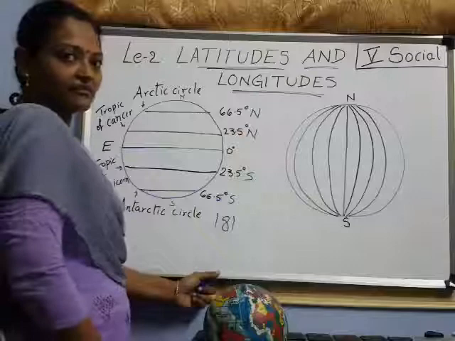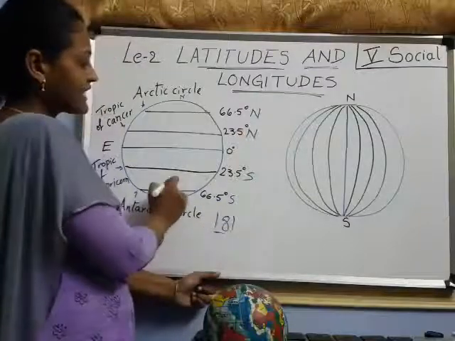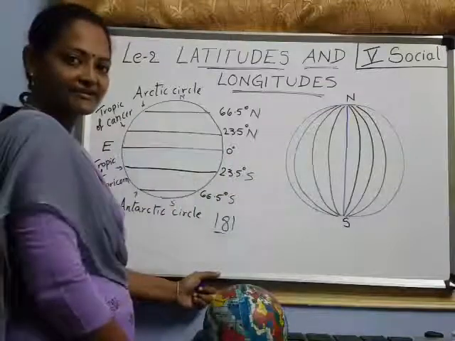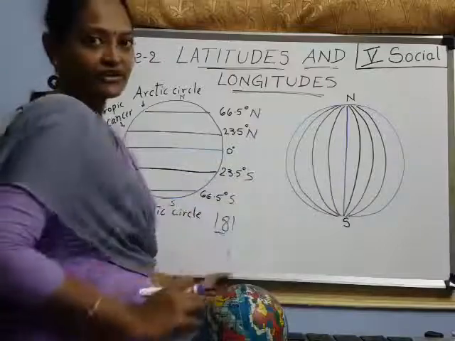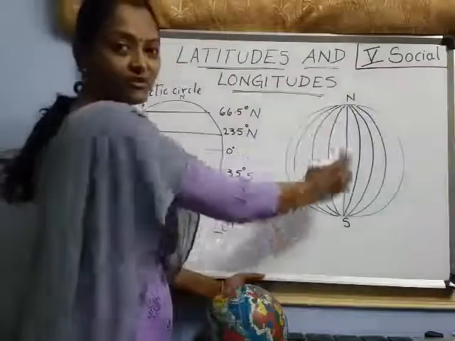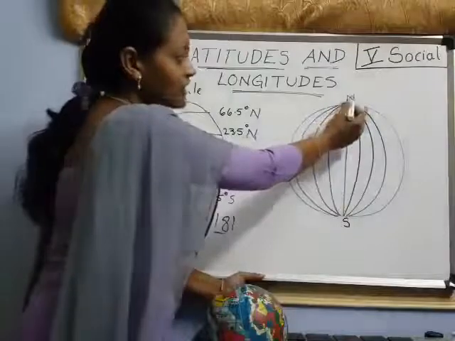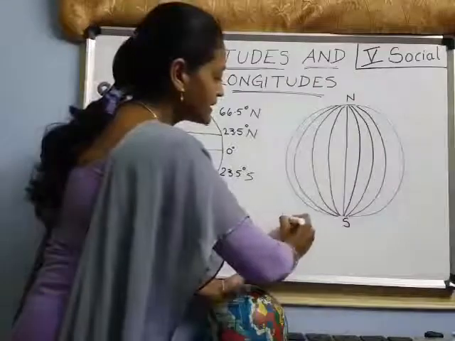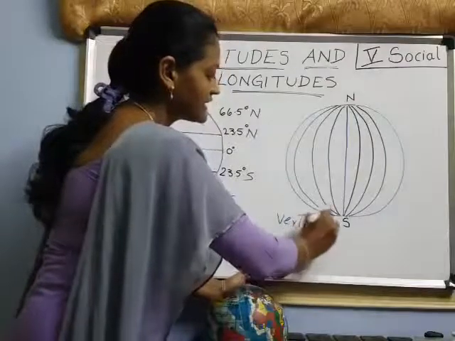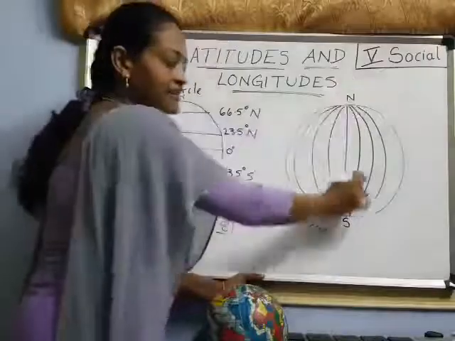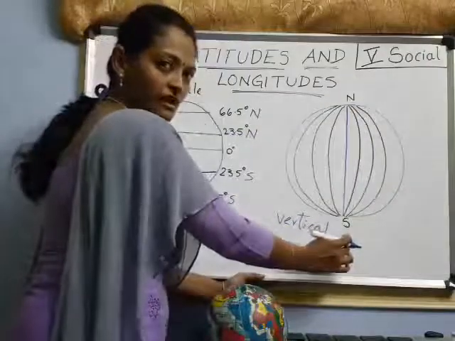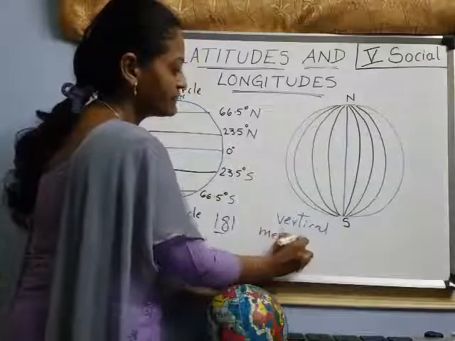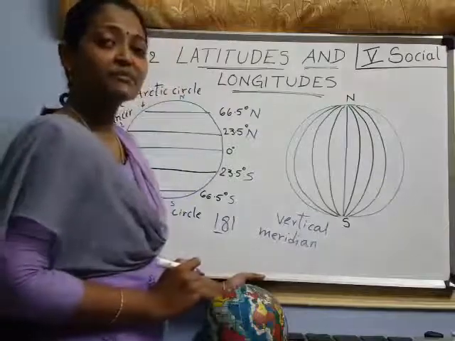Right children? These lines are running from east to west. These lines are called parallel lines. Now coming to longitudes. Look here, the lines running from north to south. Which lines are these? Vertical lines. Vertical means straight. The lines that are running from north to south are called meridians. What do we call them children? These vertical lines, another name is meridians.